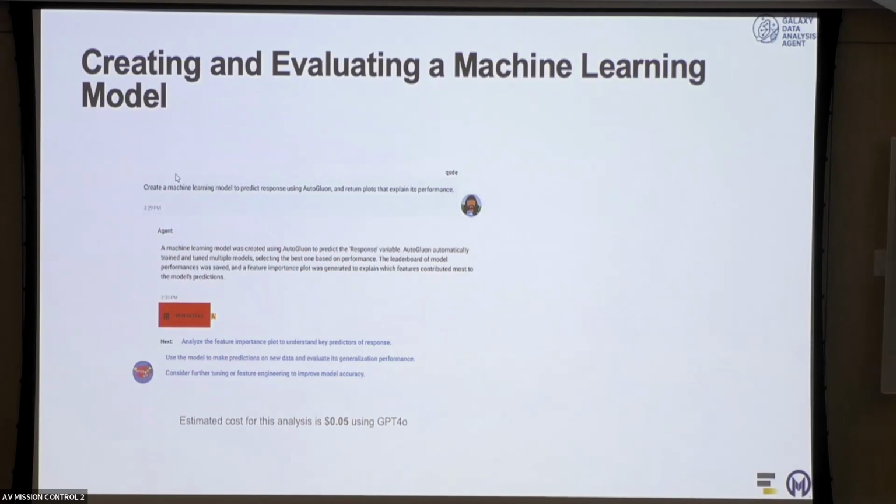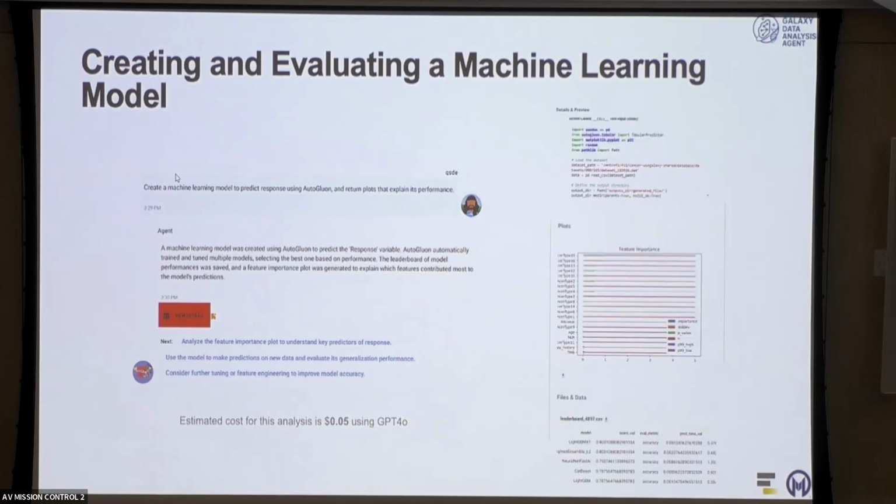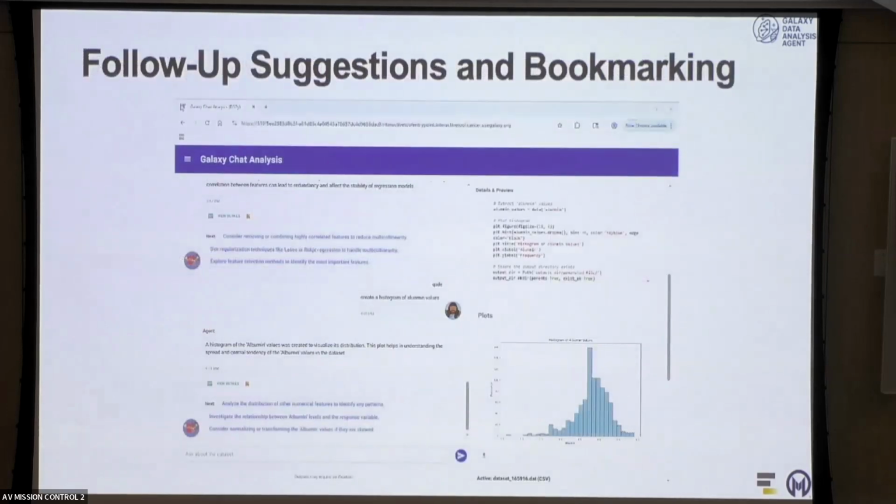In terms of how we think about this last version of the model, because we're a machine learning lab by and large, we wanted to make sure that it was good at machine learning analyses. We have managed to get really good results from this agent by asking it to do different types of machine learning with different auto machine learning libraries, such as AutoGluon. And the cost is still pretty reasonable. We're at 5 cents for this particular query to run this machine learning analysis.